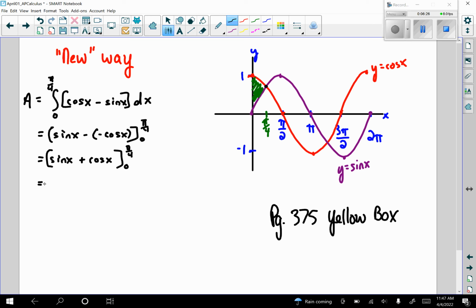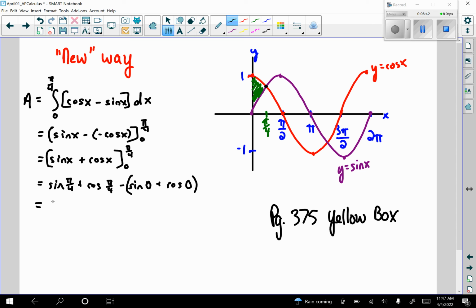And we'll have the same. It's just we'll have sine of pi over 4 plus cosine of pi over 4 first. Then it would be minus sine 0, this quantity here, plus cosine 0. We need to subtract both of them.